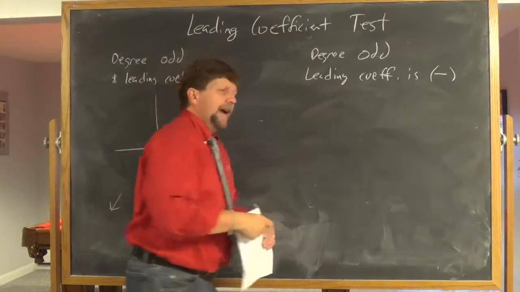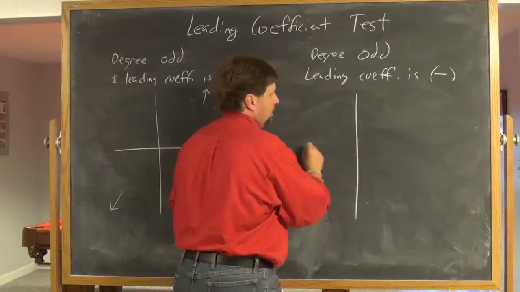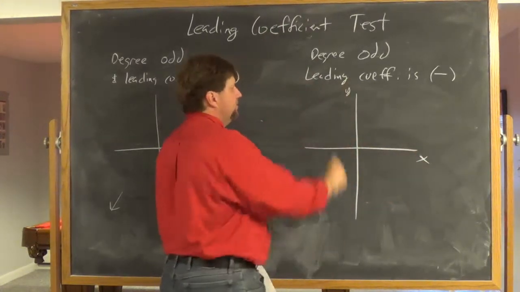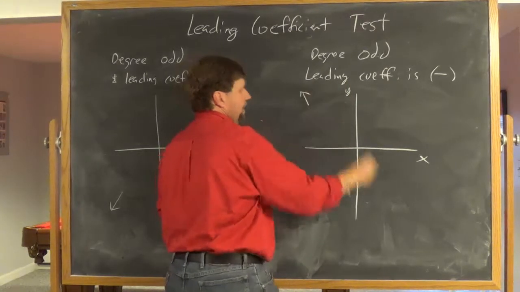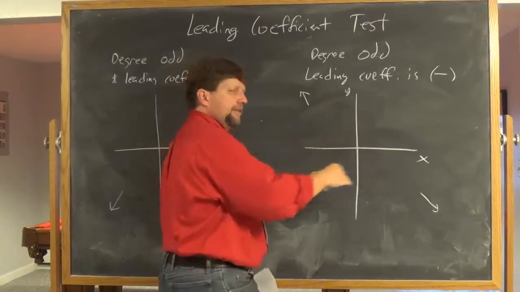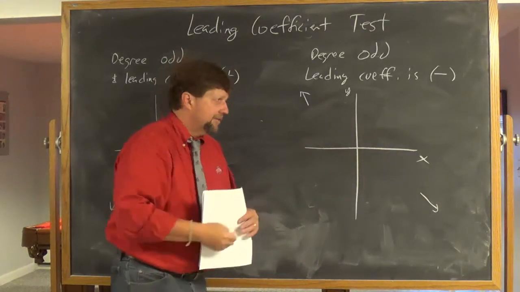If your degree is odd and the leading coefficient is a negative number, that end is shooting up, and here we're shooting down. Again, I don't know what's going on in here, don't really care. Right now we're talking about the end behavior of the graph.